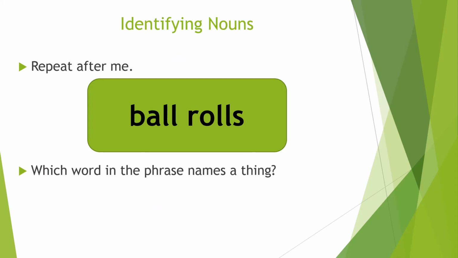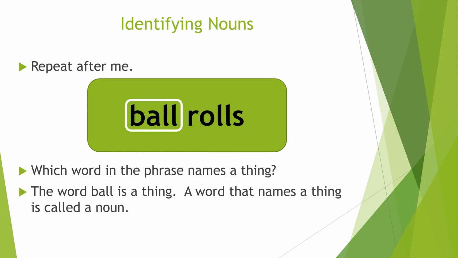Now let's work on identifying nouns. Repeat after me. Ball rolls. Which word in this phrase names a thing? The word ball. The word ball is a thing. A word that names a thing is called a noun.